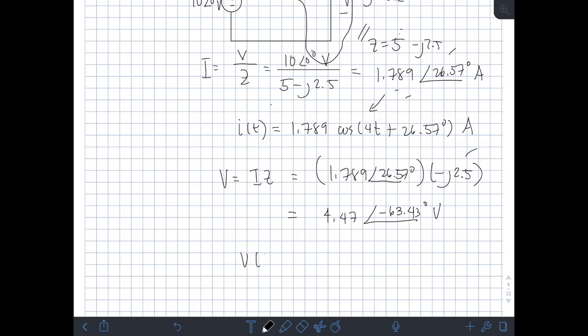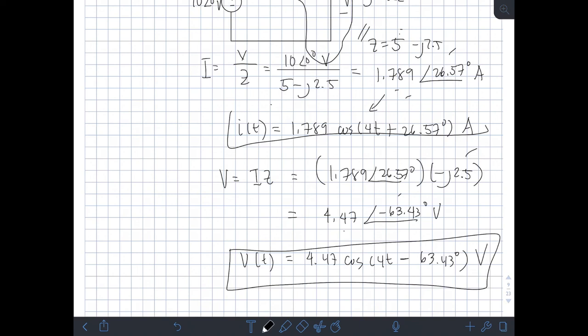Okay? So, pag transform natin uli into time domain, V of T is equal to yung magnitude niya na 4.47 and then cosine 4t din. Then, yung phase angle niya na minus 63.43 degree volts. So, therefore, this is the final answer for V of T. And this is the final answer for I of T. Okay?